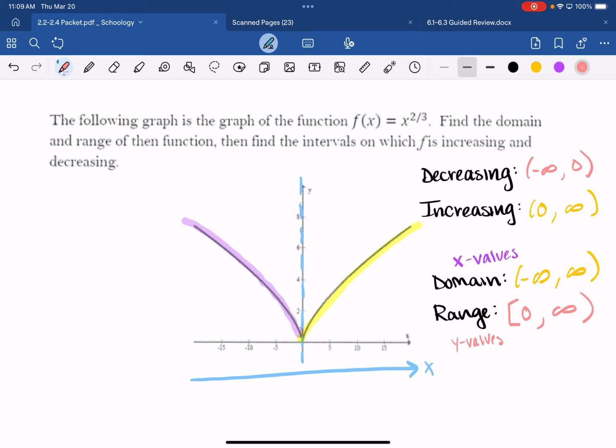Why isn't 0 in the domain? Because it technically is. It's included. It's just all real numbers. Oh, so 0 is in there. We just don't write it because of the null.